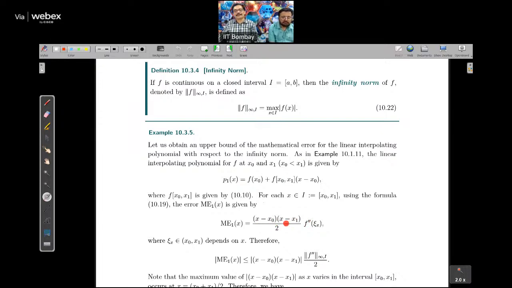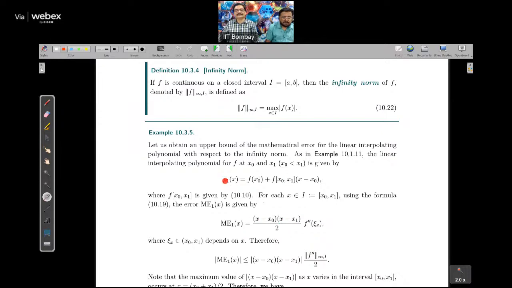Now, of course, you cannot exactly quantify the error. That's genuine, because if you could quantify it exactly, then what is the point of approximation, right? So exact quantification is not possible, but you can find an estimate for this mathematical error using this formula, provided you can find the maximum of the modulus of f double dash, and also the maximum of this product.